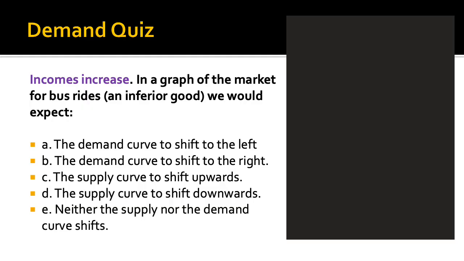Okay, so here's a little quiz. Incomes increase. In a graph in a market for bus rides, what would we expect? Bus rides here we assume are an inferior good. Remember, as your income increases, your demand for inferior goods will decline. This video will show you exactly how this occurs.